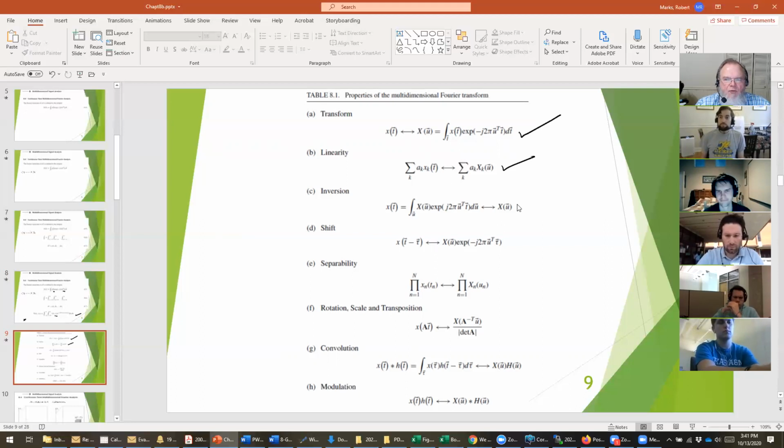This is the inversion formula, and the inversion formula also has a beauty associated with it that we see in the one-dimensional Fourier transform case. In the forward transform, we use e to the minus j. In the inverse Fourier transform, we use e to the plus j. So it's the same convention that we used in the one-dimensional case.